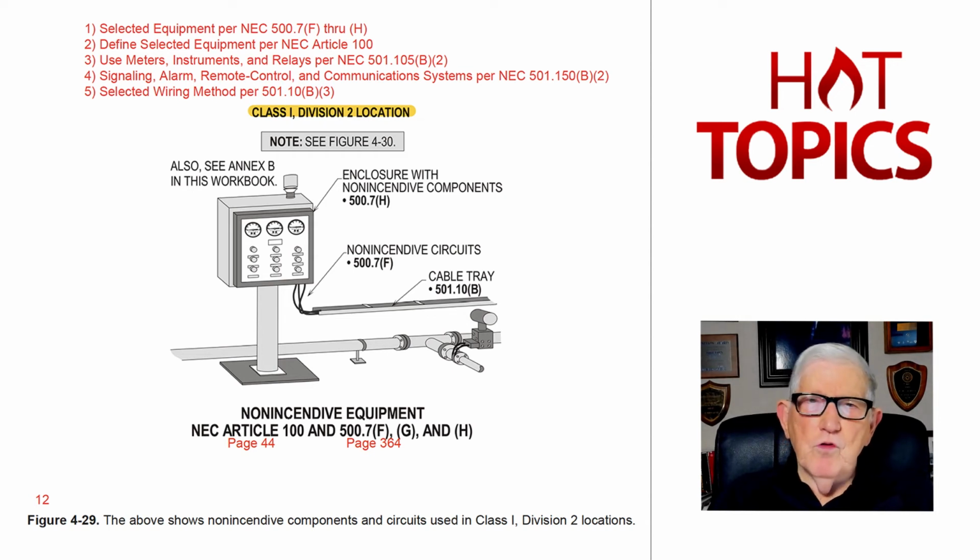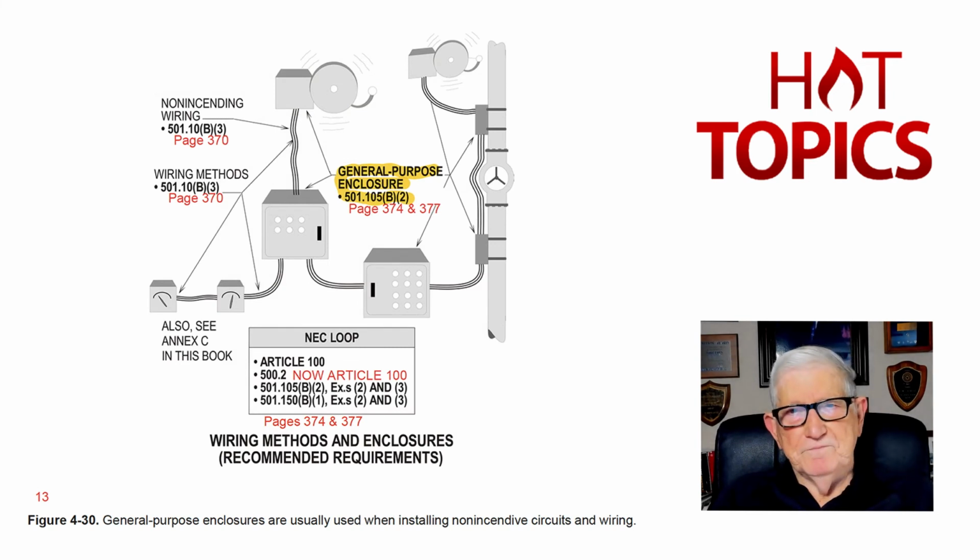And in this figure 12, you notice now to define these systems in Article 100 is page 44. And then you define the circuits, the components, and etc. And then you go to 500.7F, G, and H, and you select these components to be used in steps 3 and 4 for that type of equipment. So with that thought in your mind, let's move over now to figure 13.